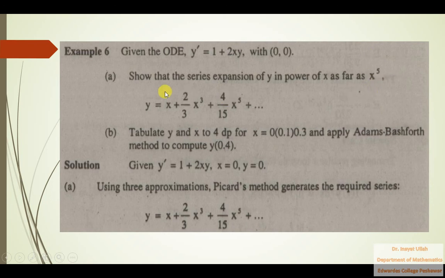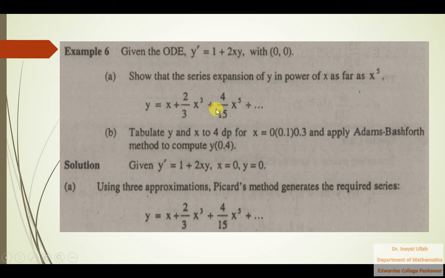There will be no need to calculate this in your papers, because these are actually two questions. There is no need to calculate this series, but the question is an example from your book to find the series expansion of this differential equation. Anyways, you can use the Picard method.